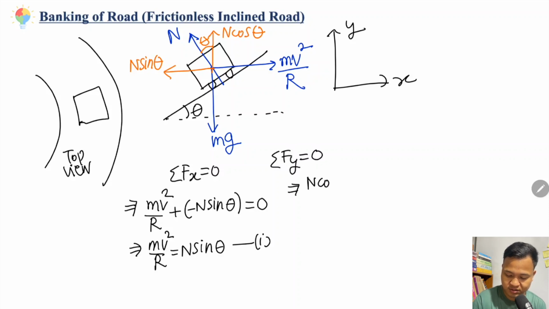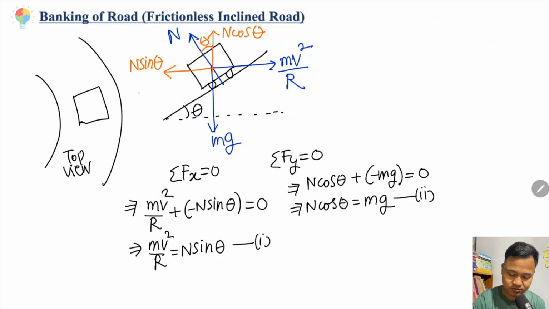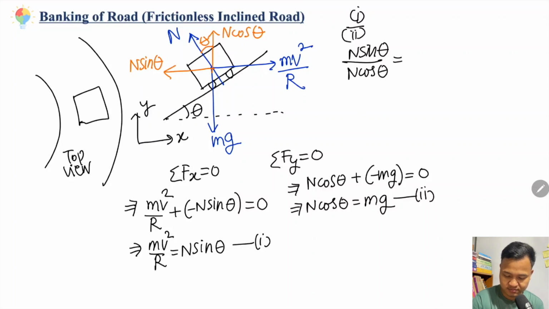Now along y, you have n cos theta minus mz equals to 0. So from here n cos theta should be equals to m into z. Equation number 2. Okay, let's say equation number 1 divided by 2. So xy is like this. Okay, I'll draw here x and y. So if I take equation number 1 divided by 2, n sine theta divided by n cos theta.